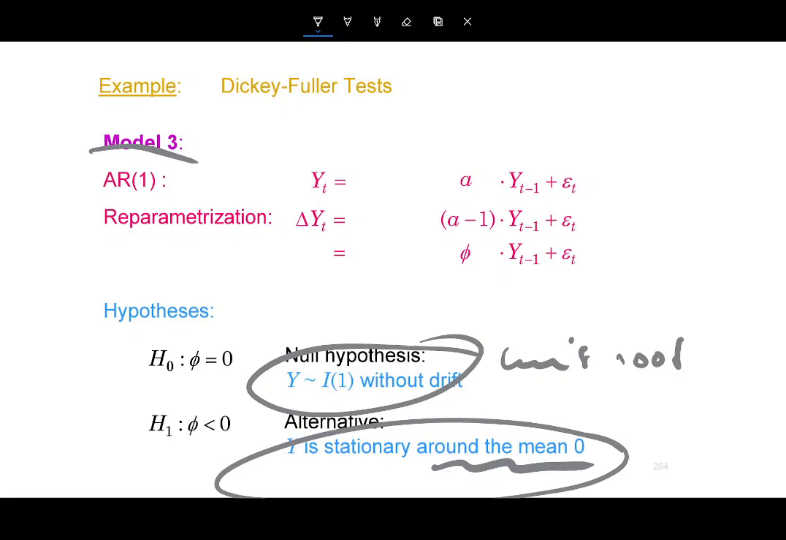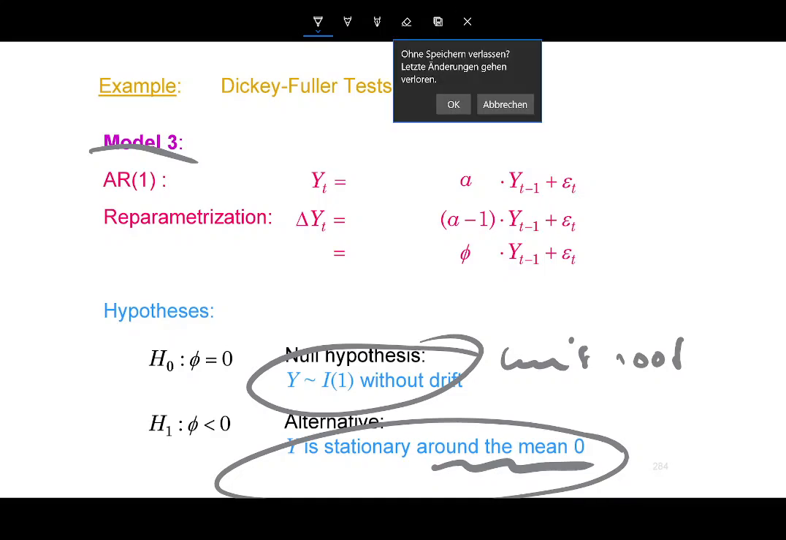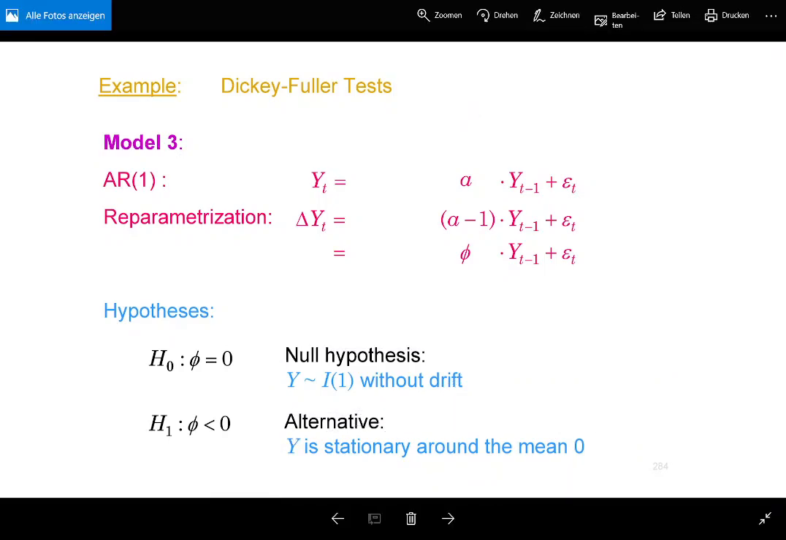For example, when you look at, let's say, increments of interest rates maybe, they could be stationary around the mean 0. So you will need to look at the time series, the path, and whether it is consistent with the process being stationary. It could be the case that it is stationary around the mean 0. That's going to be model 3.